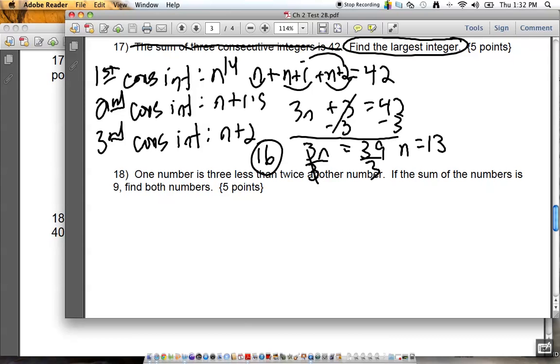Wouldn't it be 15? No, it says the largest. The largest integer is the biggest integer. Yeah, but it would be 13. Oh, yeah, sorry, I skipped in my head. I'm sorry, that should be 13, 14, 15.